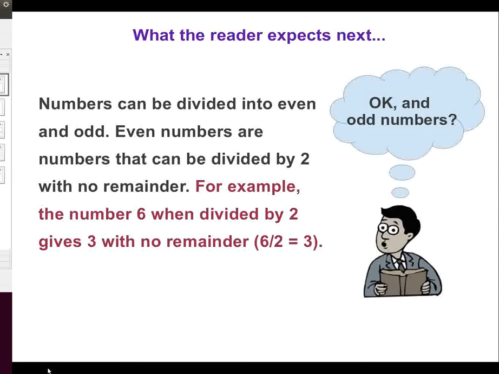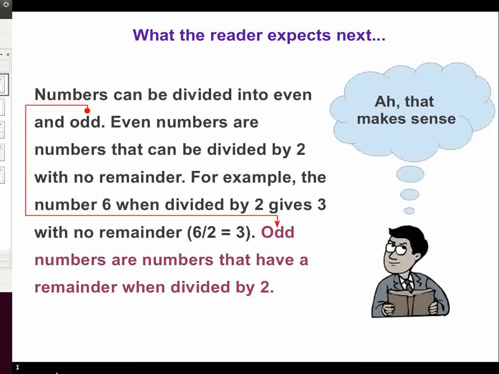He could probably figure out on his own that odd numbers are numbers that, when divided by 2, do give you a remainder, but you have to spell it out. You have to say that explicitly in the next sentence. Odd numbers are numbers that have a remainder when divided by 2. Relating back to the topic sentence again. Okay, that makes sense. The reader's expectations have been fulfilled, and he's following your logic.